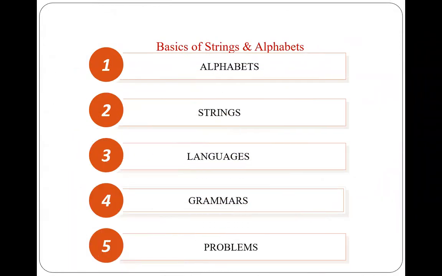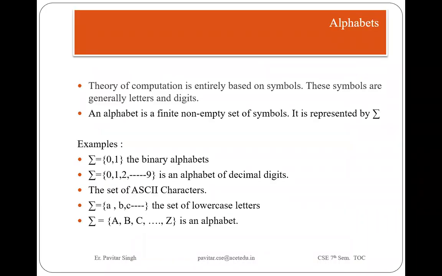So for the basics of strings and alphabets, we are going to cover 5 definitions. The very first definition is for alphabets, then we have strings, then languages, then grammar, and last but not the least, problems. I'm going to start with the very first definition, that is alphabets.